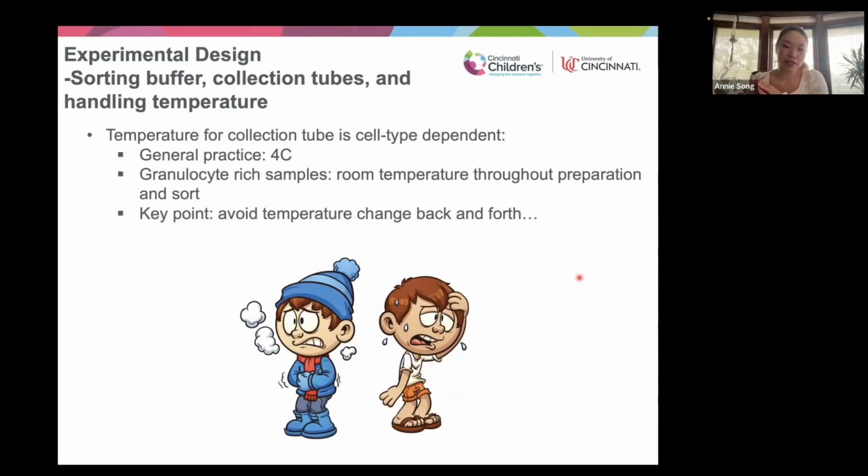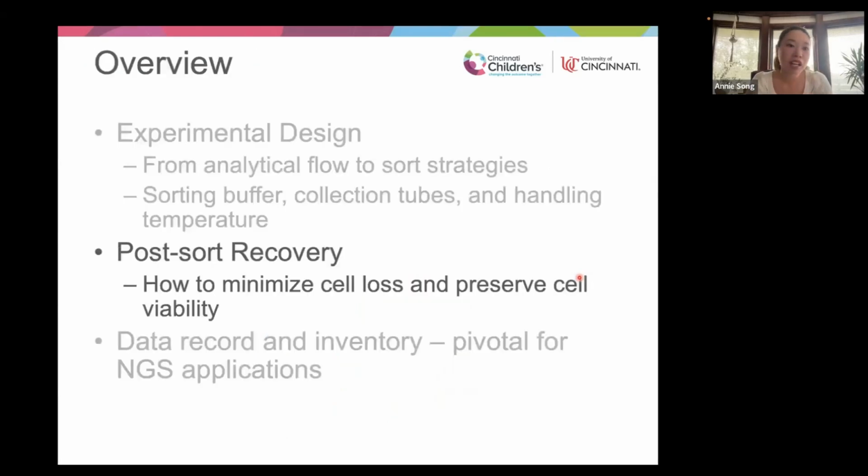And the other thing is, I would not recommend that you switch between room temperature, incubation, and 4 degrees back and forth. It is better to remain at the same temperature to avoid temperature shock for the cells and preserve their viability. So that pretty much summarizes the experimental design portion.